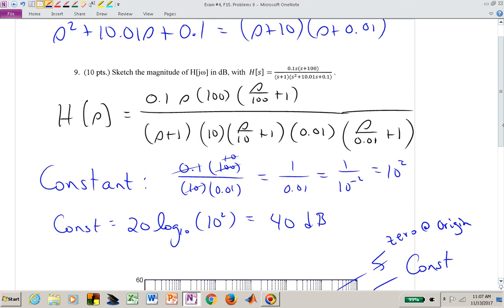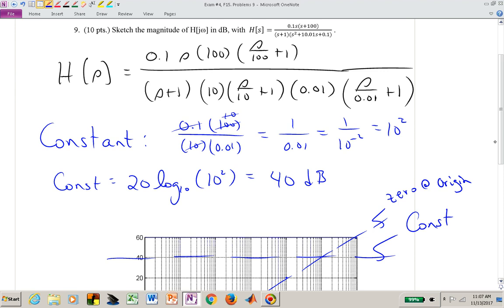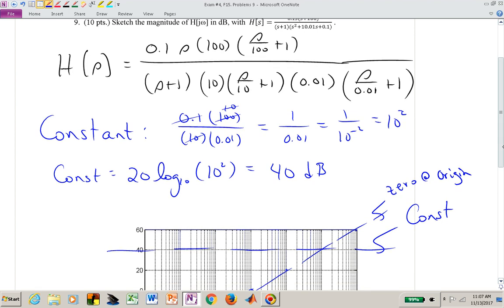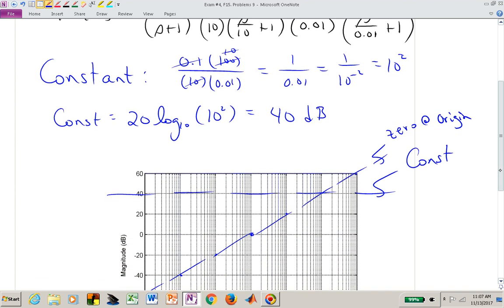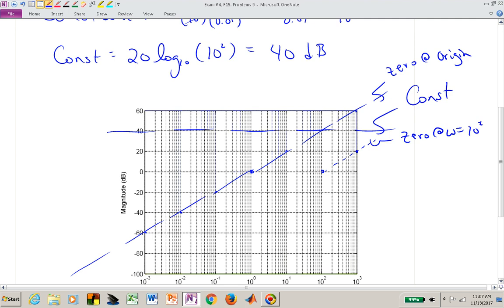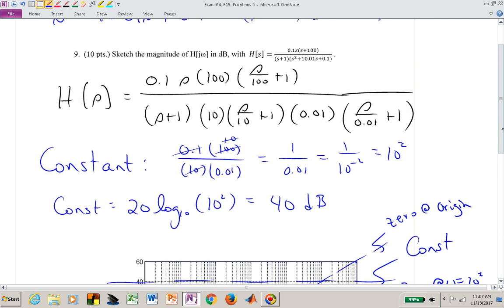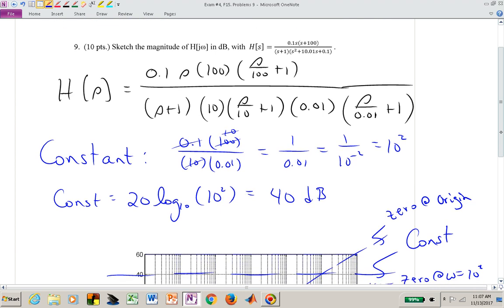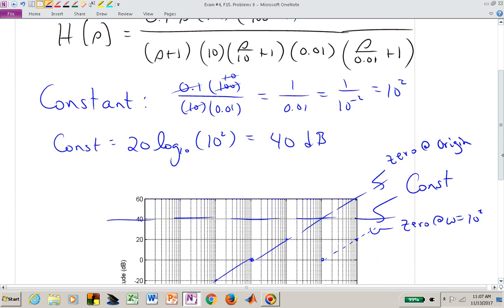And now we have one more 0, and sometimes you'll see in the solutions I've written down the word description of this, and I find that very helpful actually. We have one more 0 to take care of, and that breaks at 100. So it's going to be 0 dB until we come to 100, and now it's right here. So this is our 0 at omega equal to 100. We've now accounted for our constant and our 0 factors. We can now start looking at our pole factors.